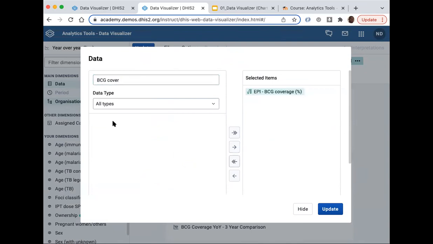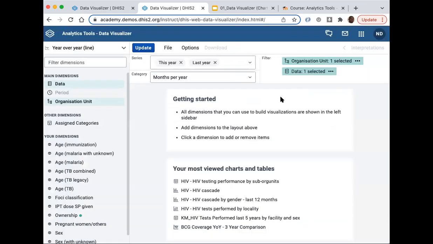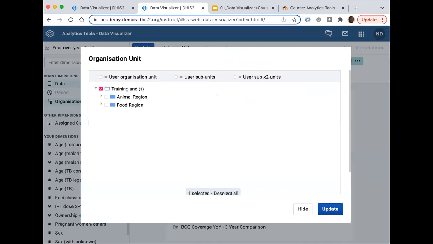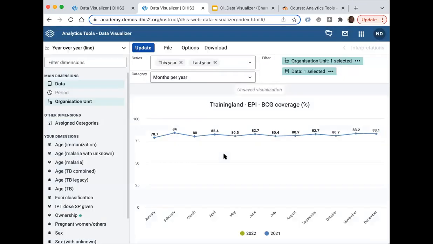So I select that and I can hide or I can update, but I don't want to update because it's going to confuse you before you see exactly what you want, until we select all the parameters we need. And remember, we can still move them around. Then I will go to the organization unit. Let me still leave it for the whole country. And I update.